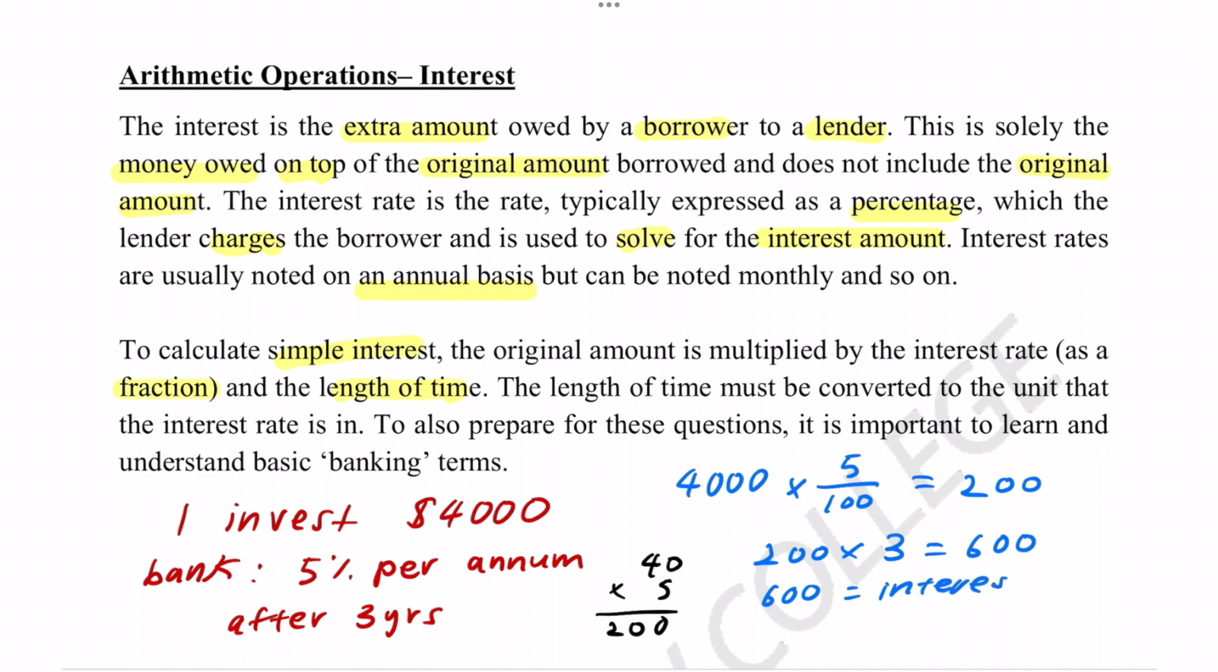So if I'm trying to figure out how much money I have after 3 years, I will need to add the total amount, which is 4,000 plus the 600. So then I would have 4,600 in my bank. Okay, I think we're ready to do some actual examples.